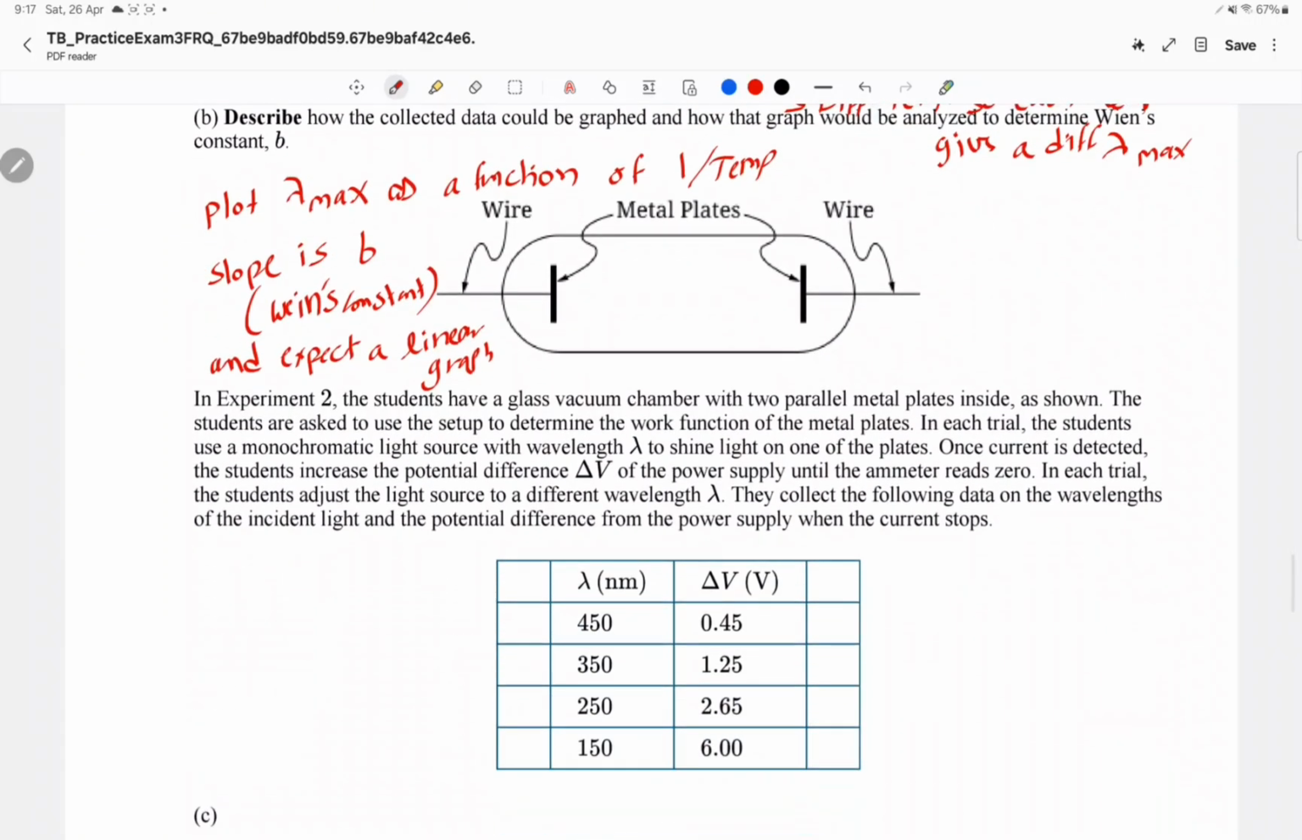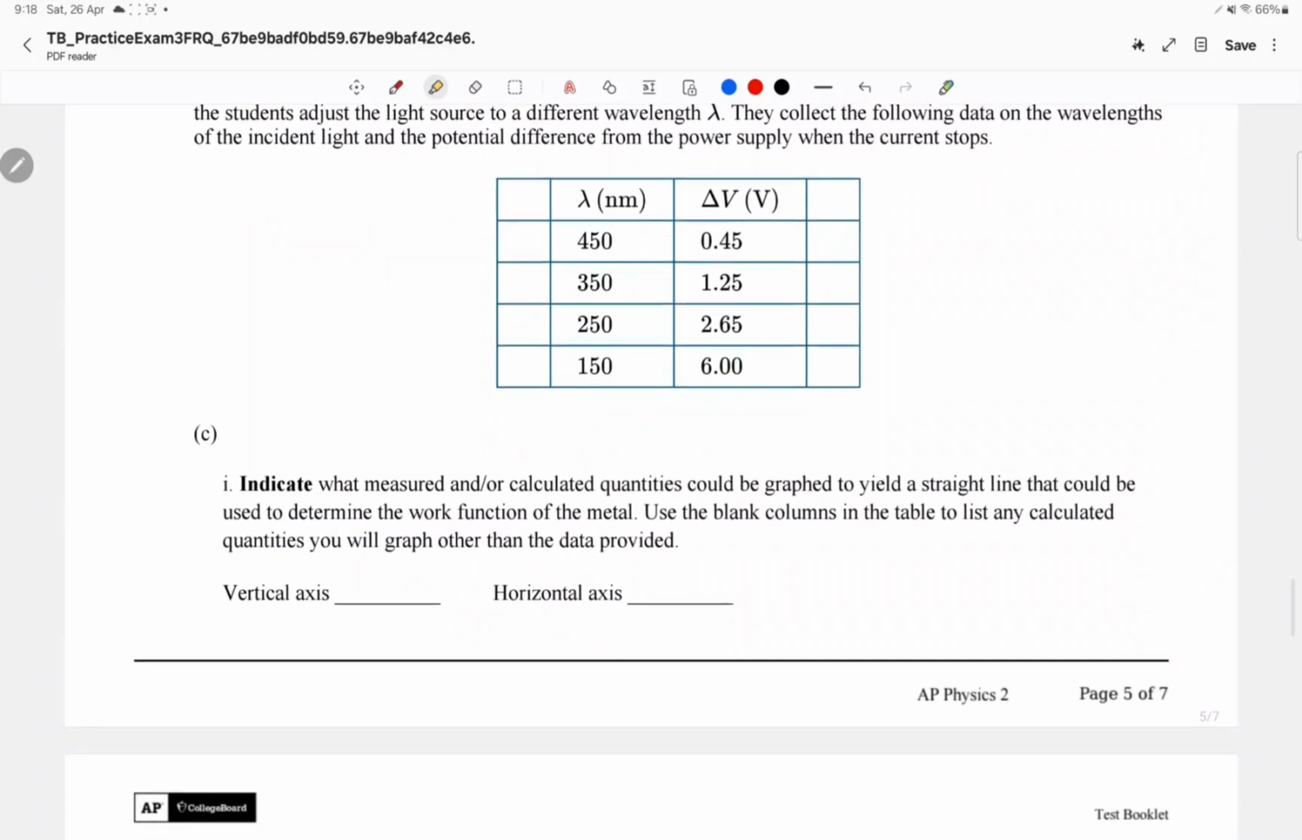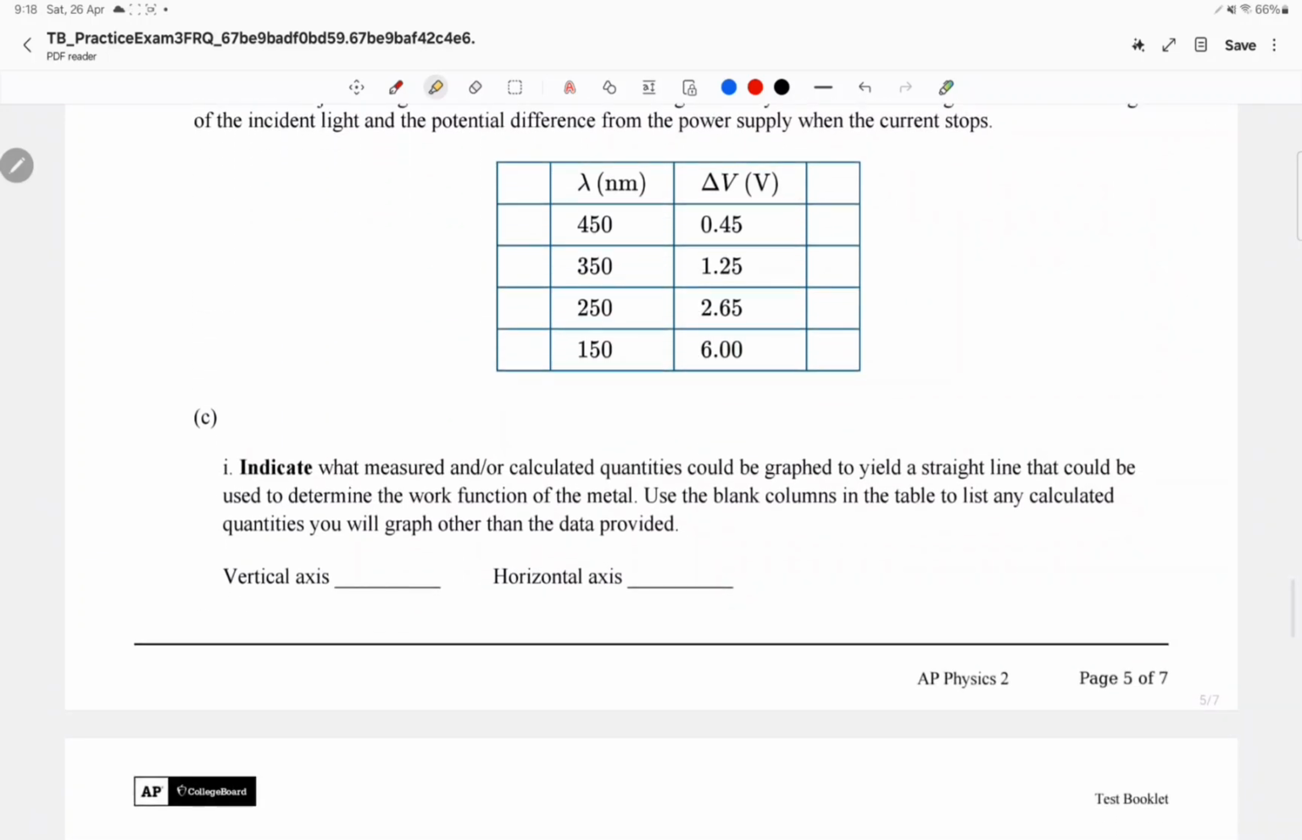In experiment 2, the students have a glass vacuum chamber with 2 parallel metal plates inside. So this one and this one. As shown, the students are asked to use the setup to determine the work function of the metal plates. In each trial, the students use a monochromatic light, which means a single wavelength source, to shine light on one of the plates. Once current is detected, the students will increase the potential difference of the power supply until the emitter reads 0. They collect the following data when the current stops. Relate to this.